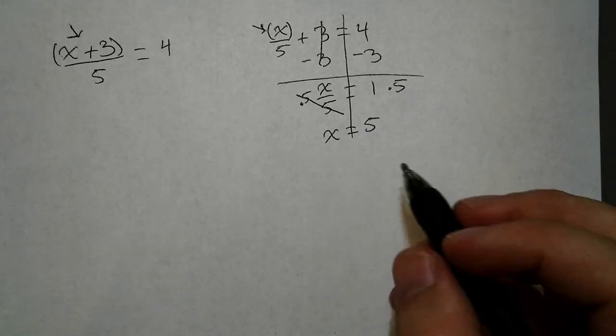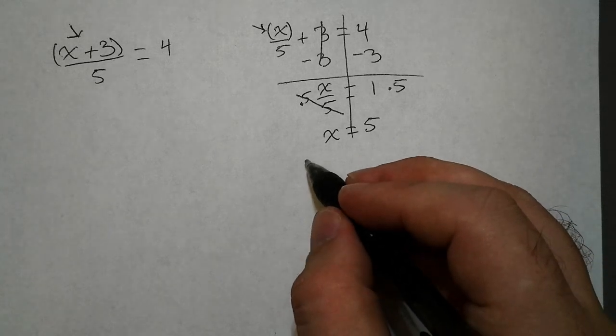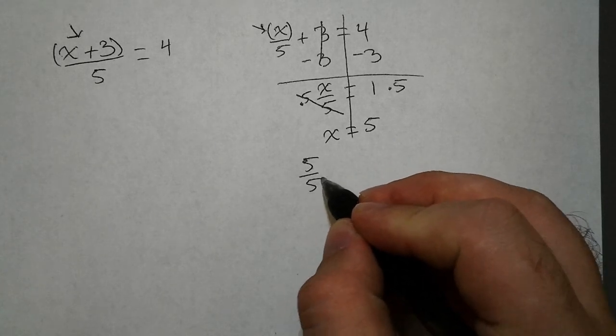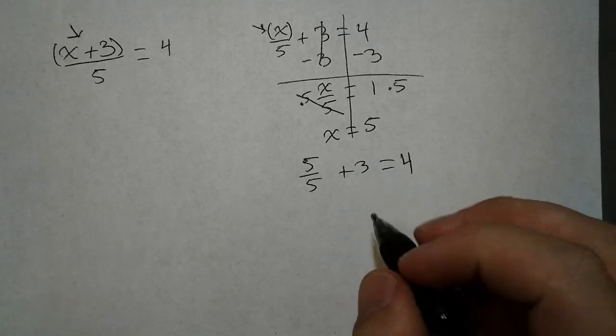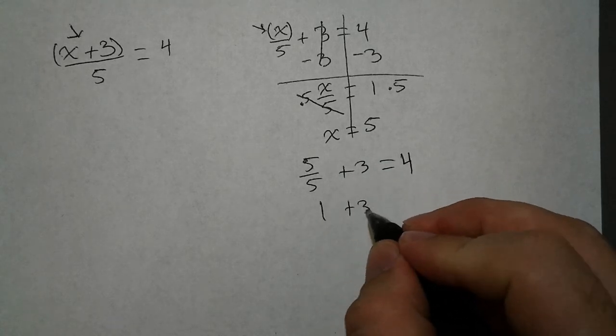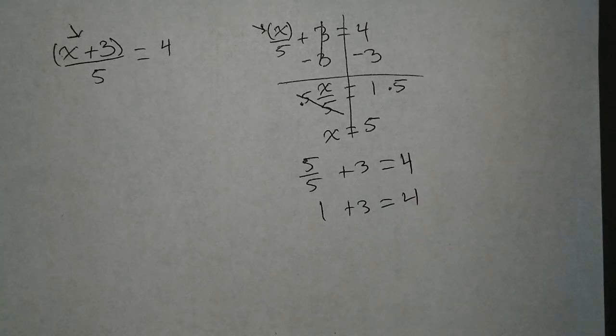Now I'm going to go back and plug it in and get 5 divided by 5 plus 3, and it should equal 4. 5 divided by 5 is 1. 1 plus 3 does equal 4.